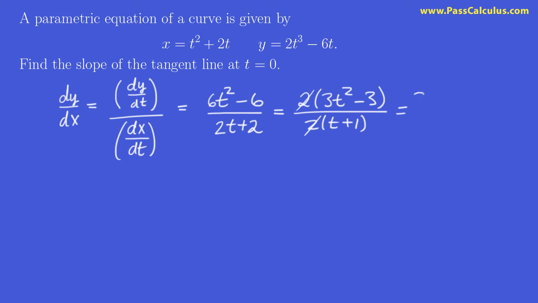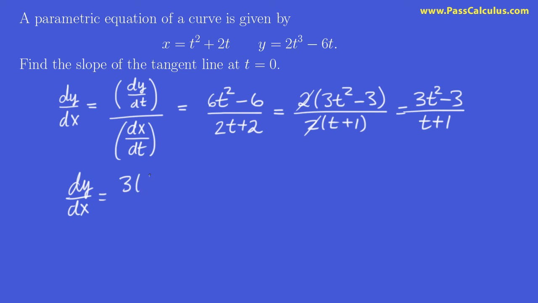And we could even factor the top more, but why don't we do that? It's totally not necessary, because all we're going to do is put t to be 0 in there. And when we put 0 in there, we get 0 minus 3 over 0 plus 1, which is negative 3. But it's always good practice to factor things, so let's just keep going.